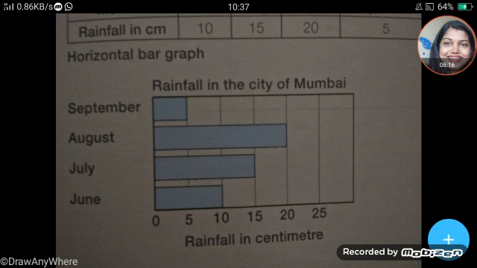If you look at the horizontal, the labeling is from the horizontal side. These are called labeling. And here the data, the quantity is given, that is rainfall in centimeters. As I told you, we need to label it as it is. This is the title, the rainfall in the city of Mumbai, and these are the bars as per the measurement.